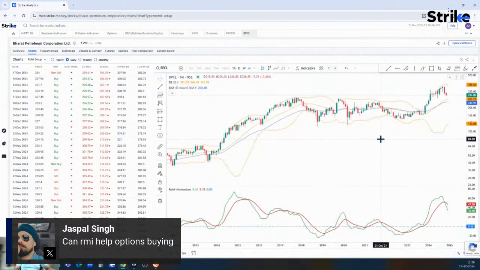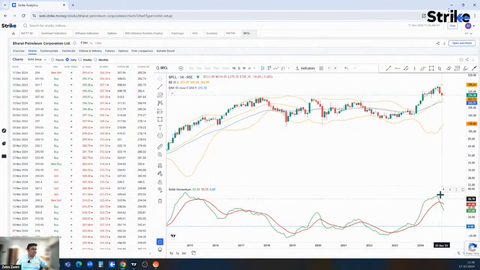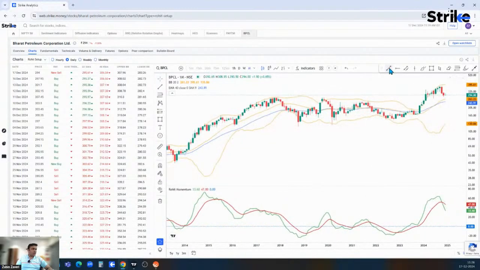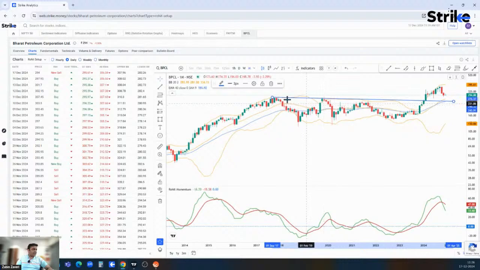Let me also have a look at the monthly chart. So yeah, on the monthly chart RMI is also in a sell mode. So hold on, but again it is at a nice level over here. Okay, so if I draw a trend line, we have some good support level for BPCL around 260.